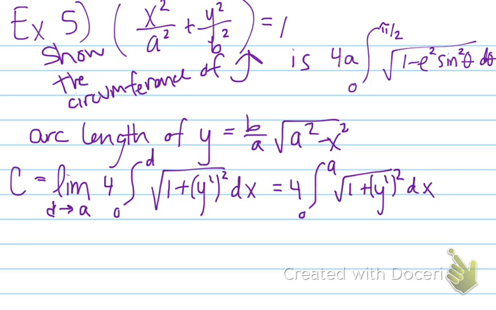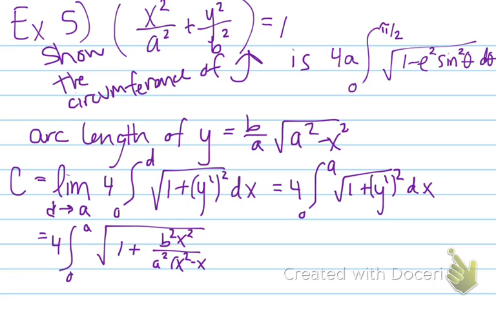And if you actually take y prime and plug it in, you get the integral from 0 to a of the square root of 1 plus b squared x squared over a squared times (a squared minus x squared), dx. And again, that just comes from taking the derivative of that formula up there, y equals b over a times the square root of a squared minus x squared. So that's where we got this.